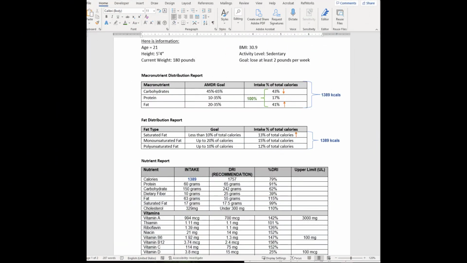I know this can seem a little confusing, but as you are doing homework assignments and answering questions on tests, make sure that you identify first whether or not you're talking about the AMDR or the percent of calories, or if you are talking about the DRI with grams when you're dealing with the macronutrients.